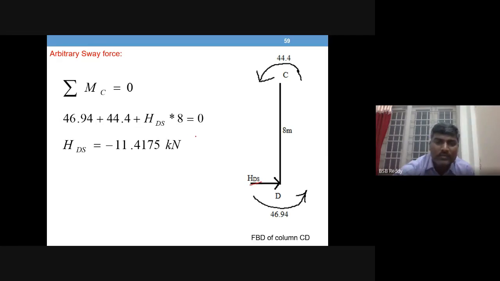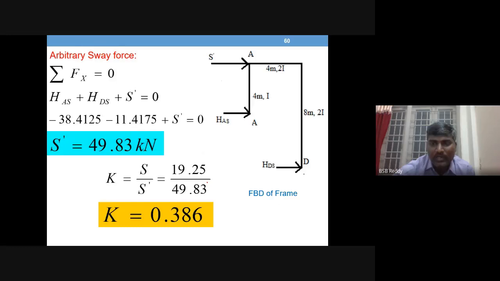HDS is taken just to represent sway analysis. So same again here, anti-clockwise positive is considered, and HDS is now the value. Now the total arbitrary sway force. Okay, so this is the free body diagram.